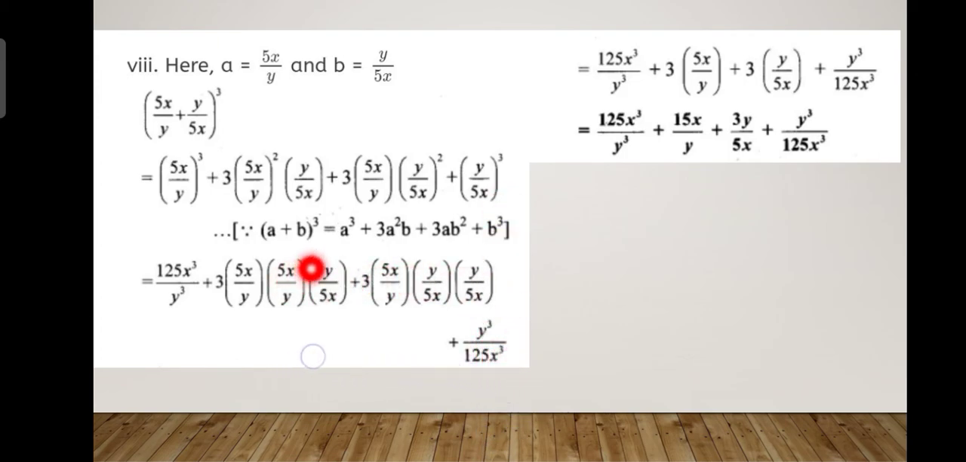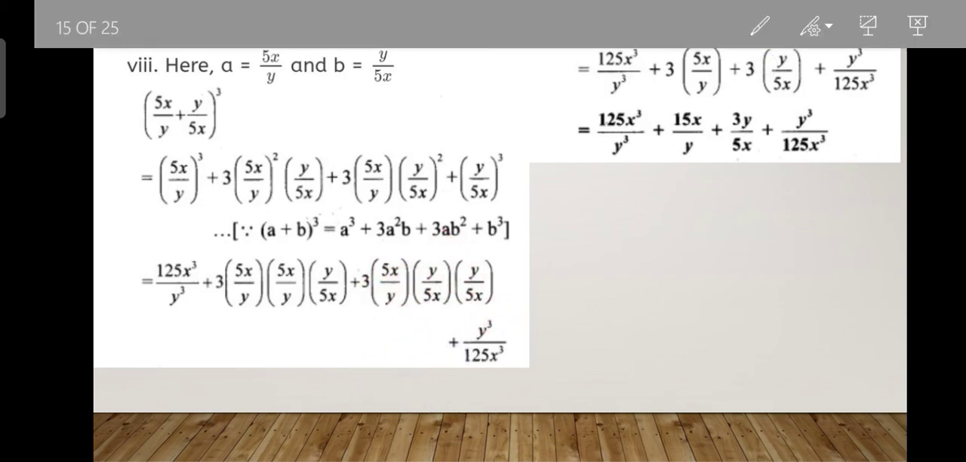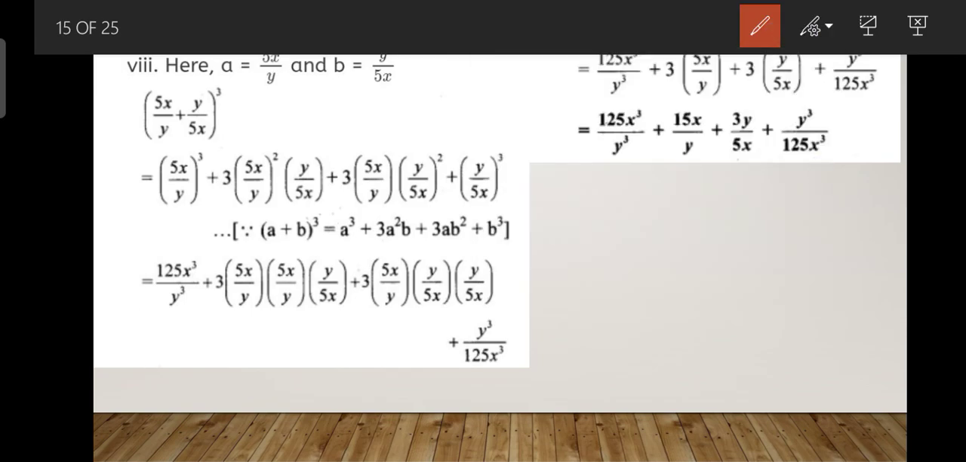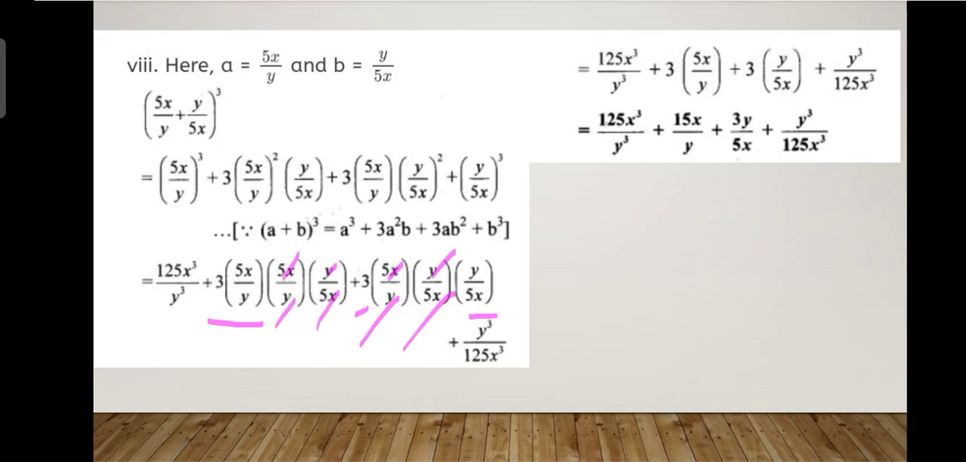So now from here 5x कट जाएगा और y कट जाएगा, राइट. सो वी हैव 3 into 5x by y और यहाँ से क्या होगा 5x कट जाएगा एंड y will remain as it is. See here 5x y and from here 5x, 5x, y, right? So we have here this term, and from here 3 into y by 5x. So rest of the term will remain as it is, 125x cube upon y cube plus 3 into 5x upon y plus 3 into y by 5x plus y cube upon 125x cube.